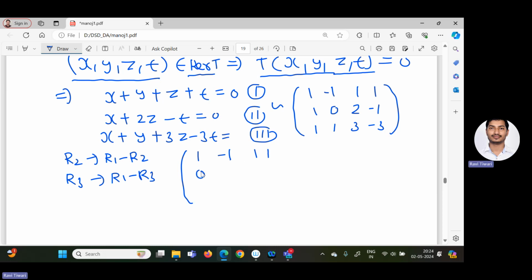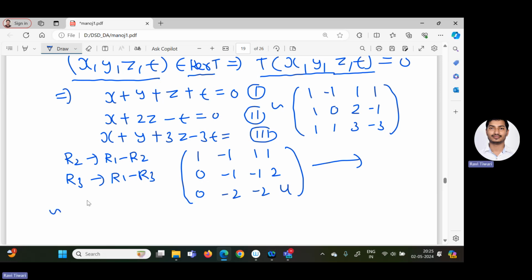Now R1 minus R2: 0, minus 1, 1 minus 2, minus 1, 1 plus 1, 2. Then R1 minus R3: 0, minus 1, minus 1, minus 2, and 1 minus 3, minus 2. So if you see here, this is minus 1, minus 1, 2, and this is minus 2, minus 2, 4. So by applying a row operation, we can make this third row 0. And this second row we can replace by minus R2.